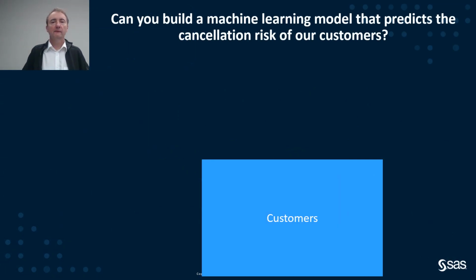Let's take a look at a very simple analysis question. Maybe someone asks you, can you build a machine learning model for me that predicts the cancellation risk of your customers? From the first perspective, this sounds like a very classical task. We would like to get a predictive model, a classification model, and find out what are the good predictors to predict the risk.